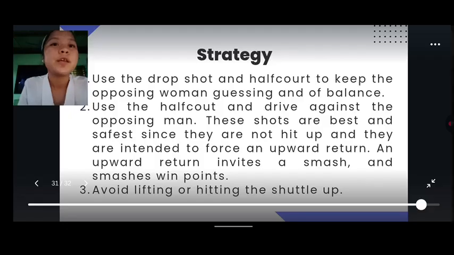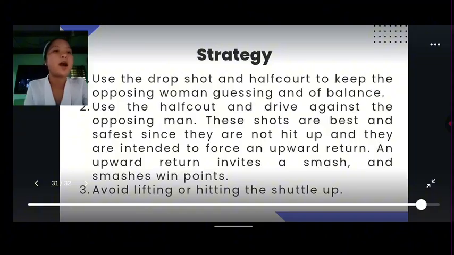Strategy: use the drop shot and half court to keep the opposing woman guessing and off balance. So these shots force the front player to move and make quick decisions, creating opportunities for your team. So use the half court and drive against the opposing man.